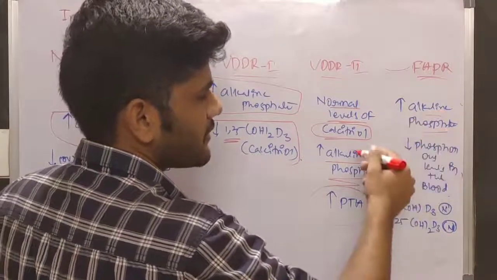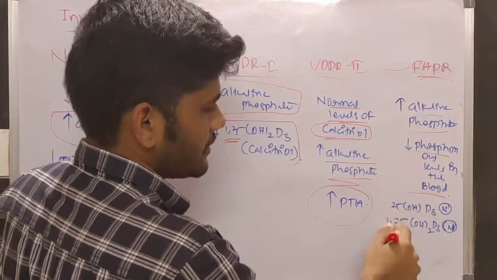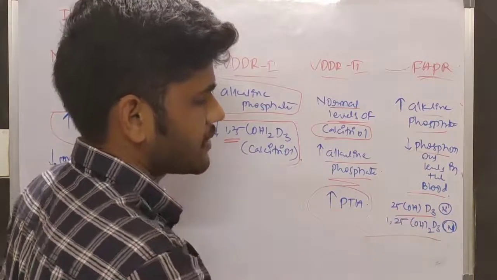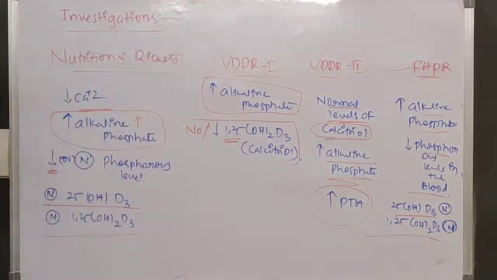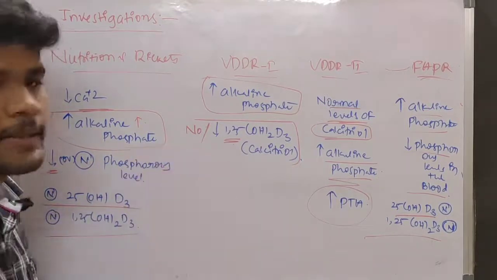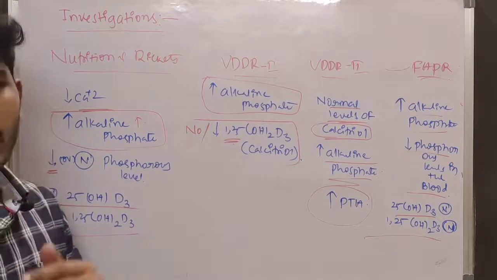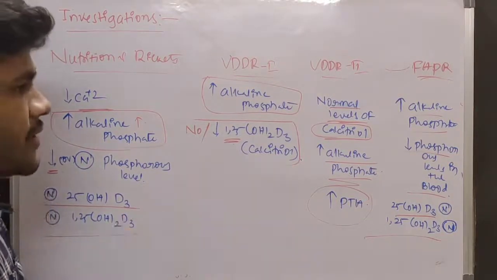In familial hypophosphatemic rickets, as discussed, there are increased alkaline phosphatase levels and decreased phosphorus levels in the blood, and the 25 hydroxycholecalciferol and 1,25 dihydroxycholecalciferol are normal. So this is about the investigation findings in different types of rickets, apart from the X-ray of the elbow, X-ray of the wrist and the X-ray of the knee joint.